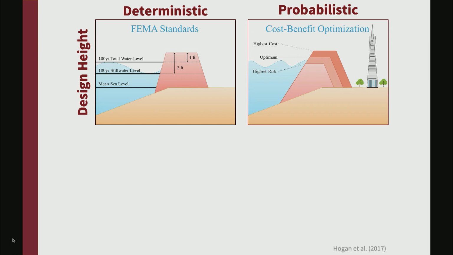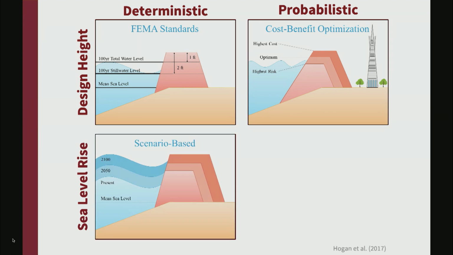We can be a little more clever with probabilistic analysis and say, let's do trade-offs between the first cost of some sort of protective system versus the losses that we avoid through the presence of that system, and we can change design parameters and try to optimize for total life cycle costs.